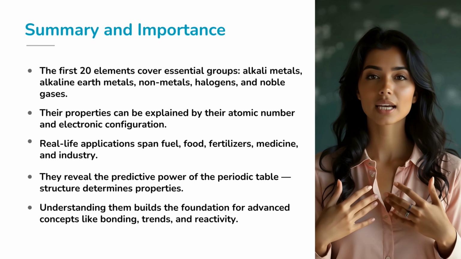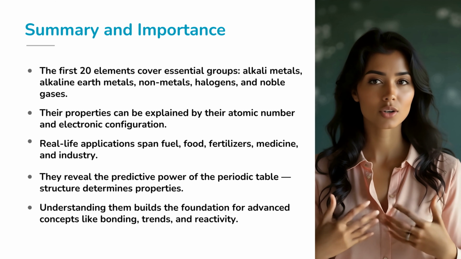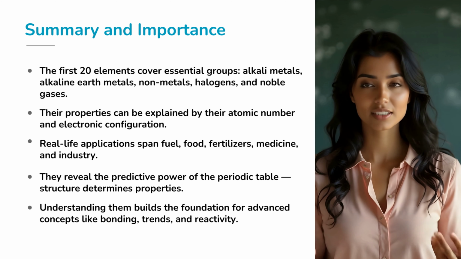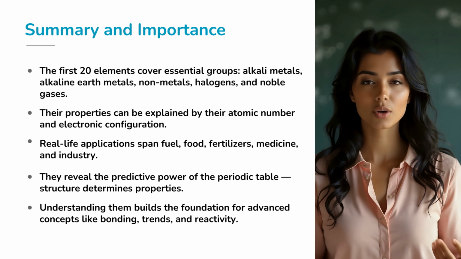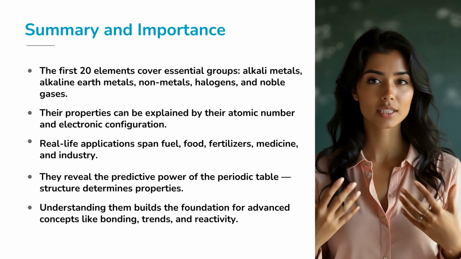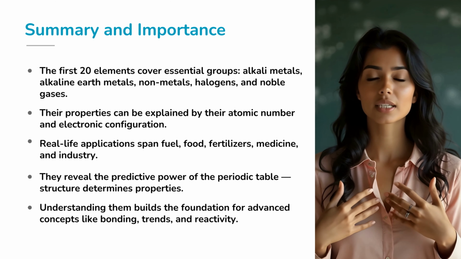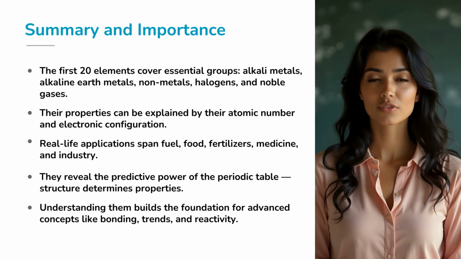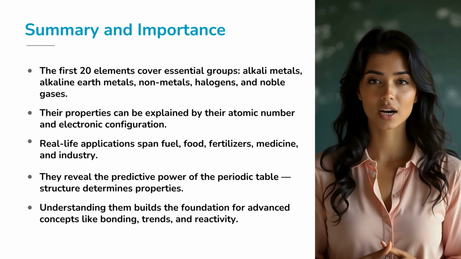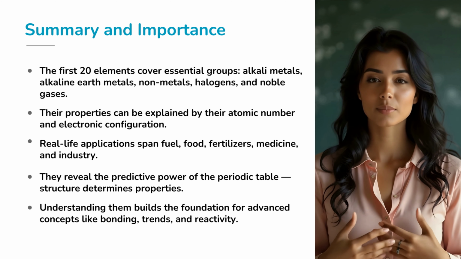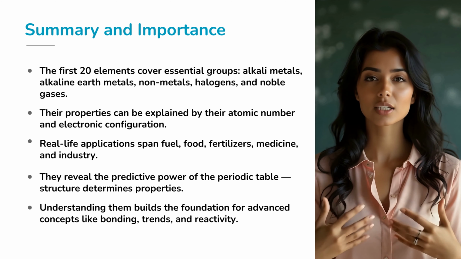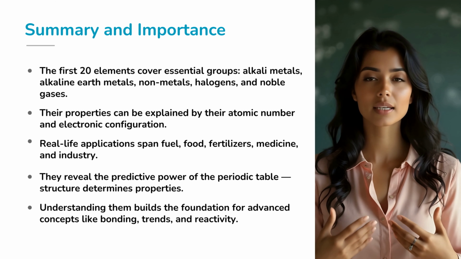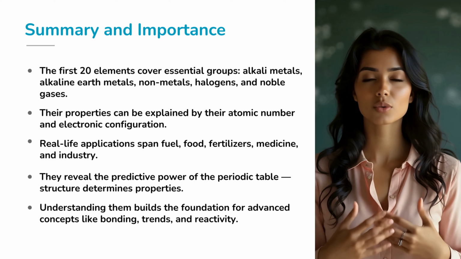The first 20 atoms of the periodic table span across groups: alkali metals, alkaline earth metals, nonmetals, halogens, and noble gases. Their properties are beautifully explained by their atomic numbers and electronic configurations. From hydrogen in rocket fuel to helium in balloons, from oxygen in the air you breathe to calcium in your bones, these elements are all around you.